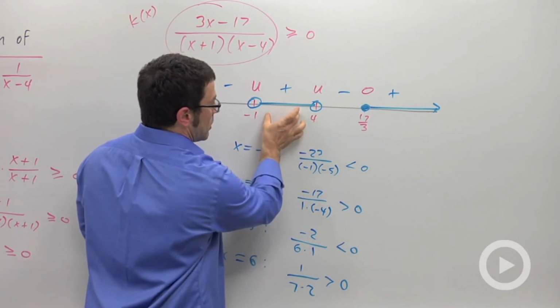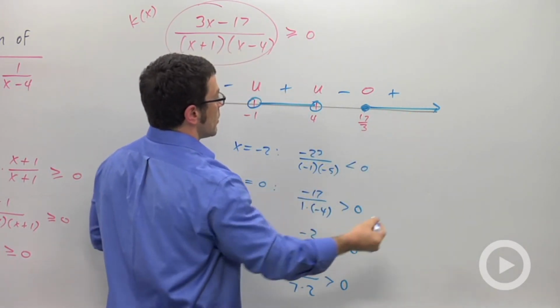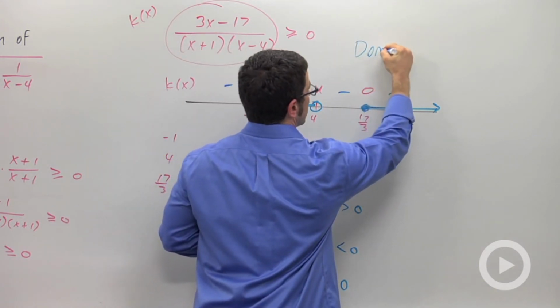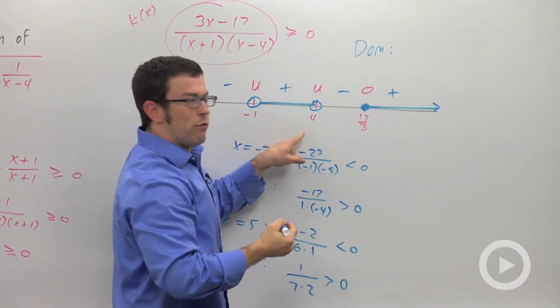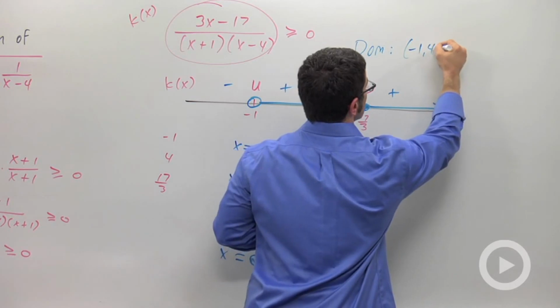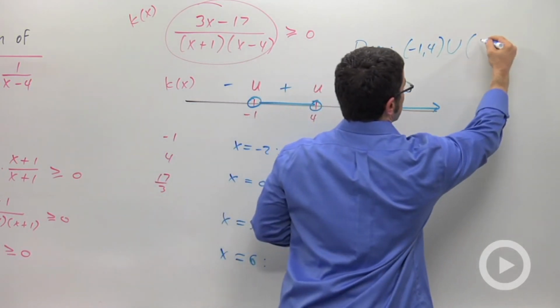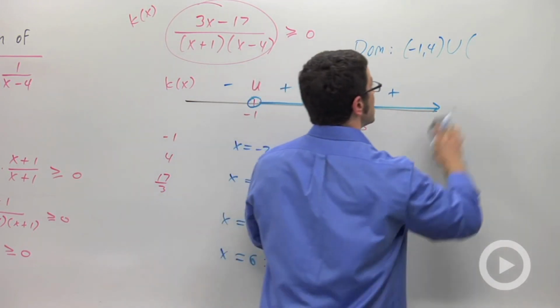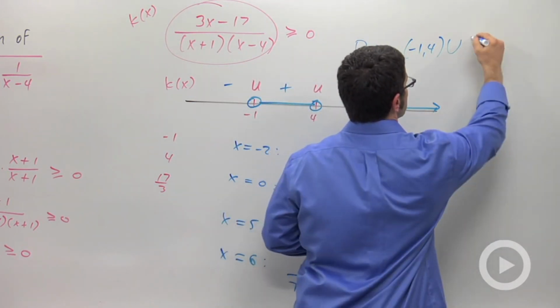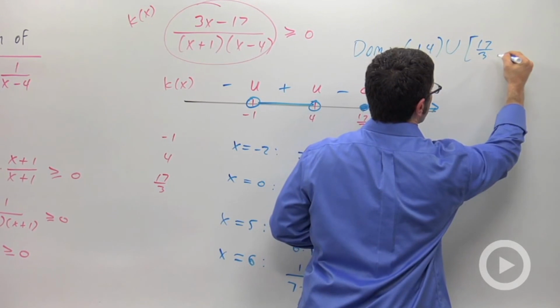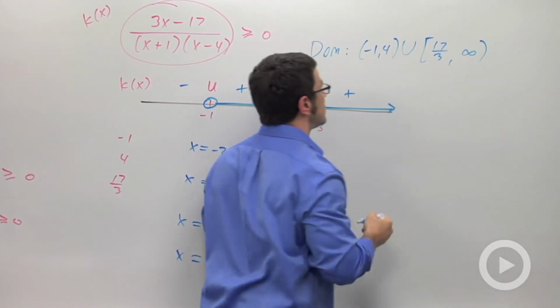Our domain is from negative 1 to 4 and from 17 over 3 to infinity. Oops. And I need to include 17 over 3 because the function's 0 there. So 17 over 3 to infinity. And that's our answer.